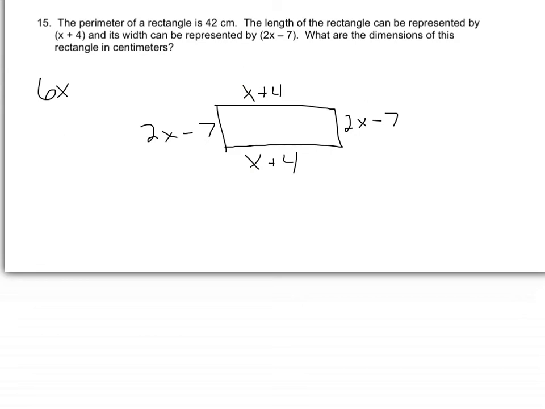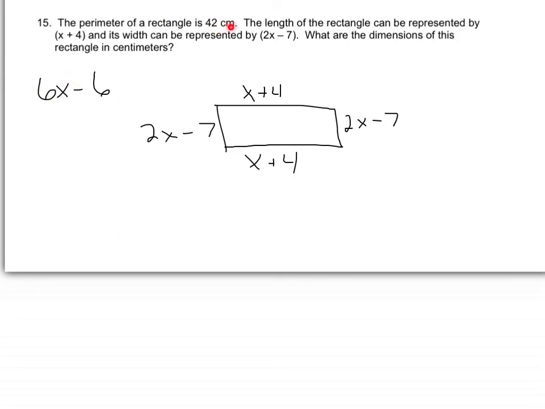And I'm going to add my constants. So I have negative 7 and negative 7 is negative 14. 4 plus 4 is 8. So negative 14 and 8 is negative 6. So minus 6. Okay, so this is the perimeter in terms of x. Right? I've added up all the sides, and this is what I get.